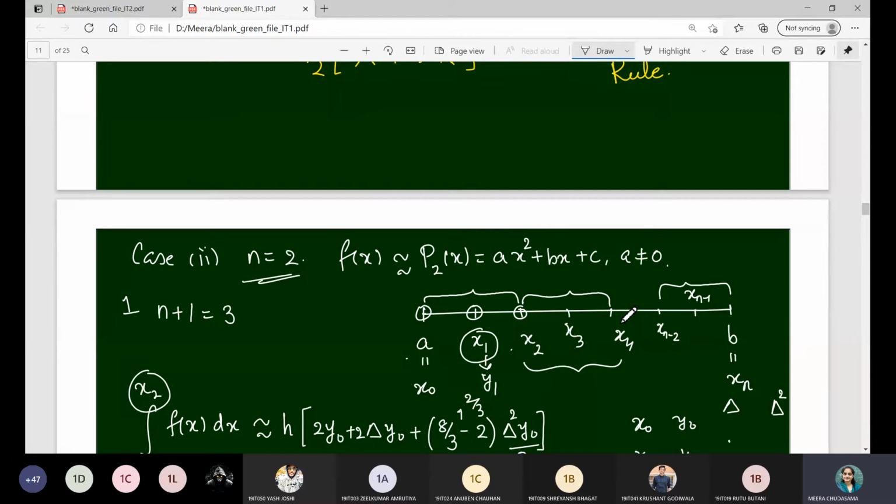Right? Anyone having any doubt regarding this method? If anyone has any doubt, they can raise their query by unmuting themselves. If not, then I will move forward to the last rule, that is Simpson's 3/8 rule.